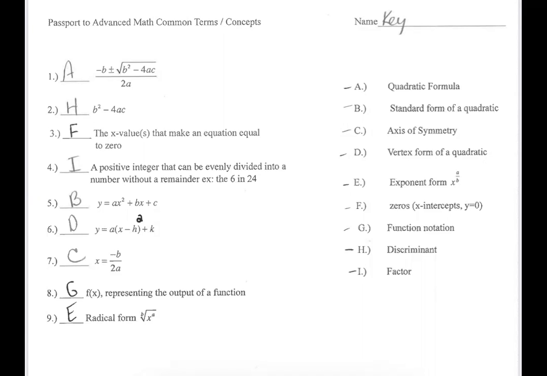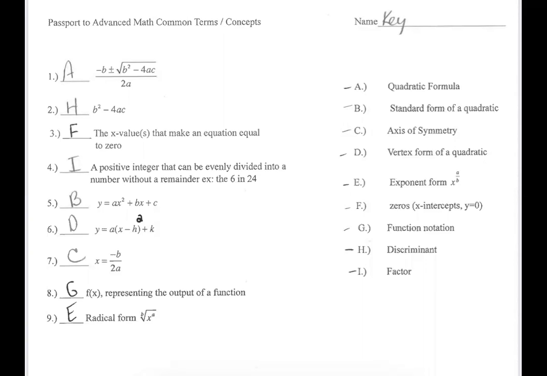For number 5, we have b, the standard form of a quadratic. So y equals ax squared plus bx plus c. That's where you get your a, b, and c values for the quadratic formula from number 1, and the discriminant for number 2. For number 6, we have d, which is the vertex form of a quadratic.